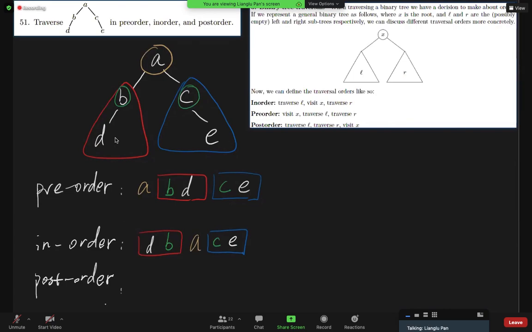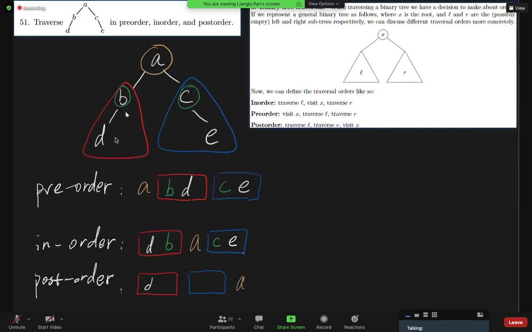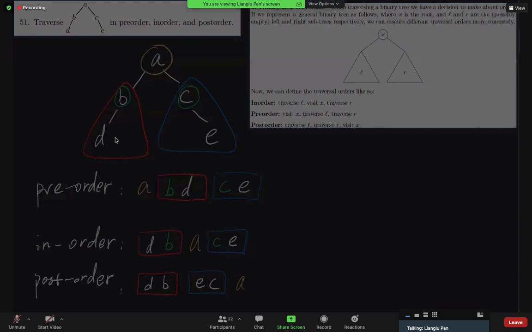And finally, for post-order traversal, we have the nodes in the left subtree visited, followed by nodes in the right subtree, and then the last node visited would be the root node. Within the left subtree, it's quite clear that we will have D visited before the root node B. And for the right subtree, we should have E visited before visiting node C. So in post-order traversal, we have D, B, E, C, A. So that's the order of nodes being visited. I believe this should be quite straightforward for everyone.